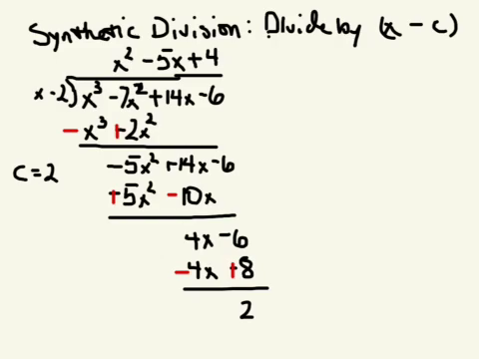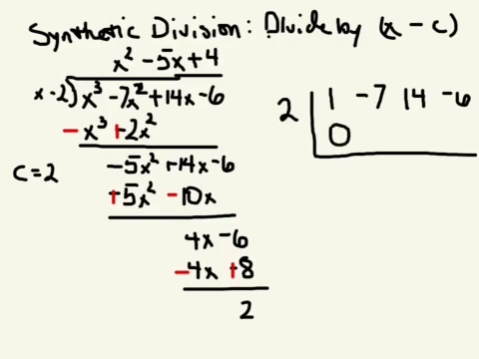Alright, so synthetic division says let's take just the coefficients of our original polynomial. For us, the x cubed term had a 1. The x squared term had a negative 7. The x term had a 14. And the constant term was negative 6. My value of c is 2. I always start by putting a 0 in. And now I go through a process of adding and multiplying.